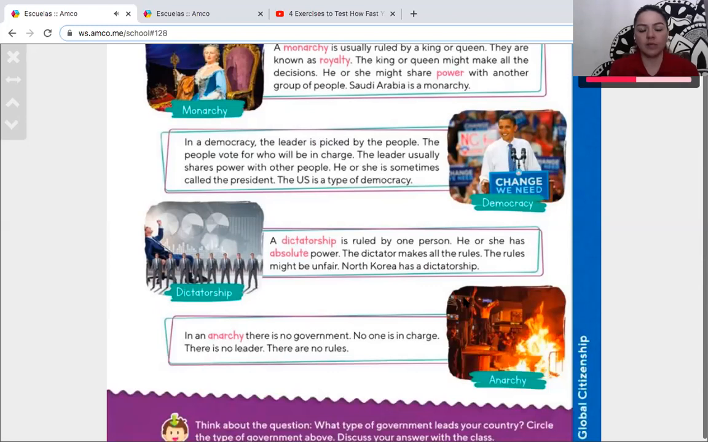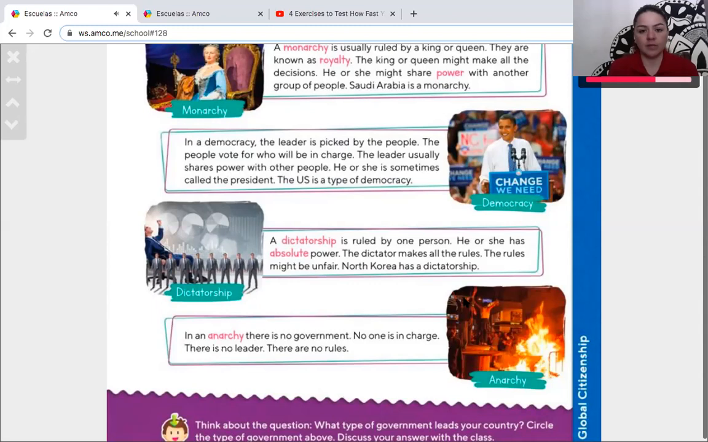Democracy. In a democracy, the leader is picked by the people. The people vote for who will be in charge. The leader usually shares power with other people. He or she is sometimes called the president. The US is a type of democracy.